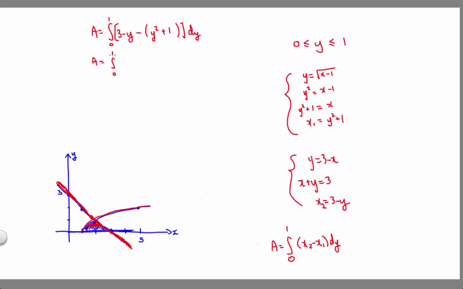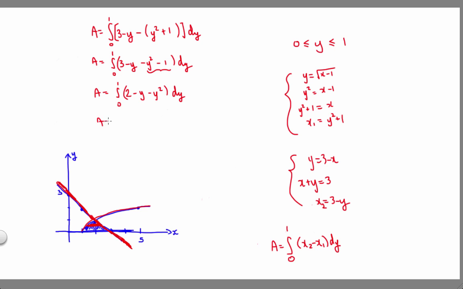So area is the integral from 0 to 1 of 3 minus y minus (y squared plus 1), integrated with respect to y. So we just have to be a little careful about the signs here. And we can simplify that before integrating. We've got the area as the integral from 0 to 1 of 2 minus y squared, integrated with respect to y.